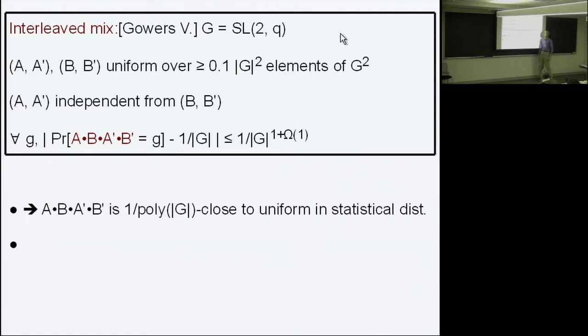So our first main result is that if you have something like A, B, A prime, B prime, then actually it does mix. Here A and A prime are sampled jointly, B and B prime are sampled jointly, A and A prime are uniform over a large fraction of the pairs, same thing for B and B prime, and the only condition is that the A's are independent from the B's. And the error bound that you get is 1 over a polynomial in the size of the group, and again, all this is for the group SL2(Q). In particular, again, this distribution here, A, B, A prime, B prime, is very close to uniform in statistical distance.